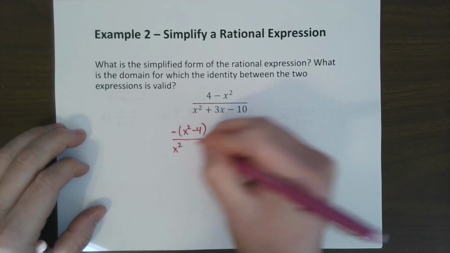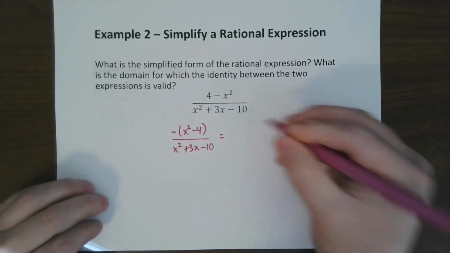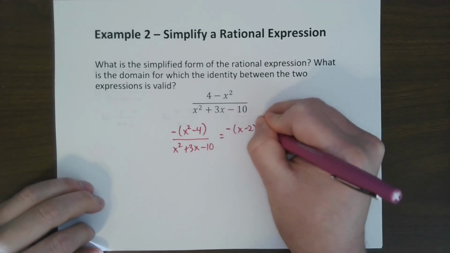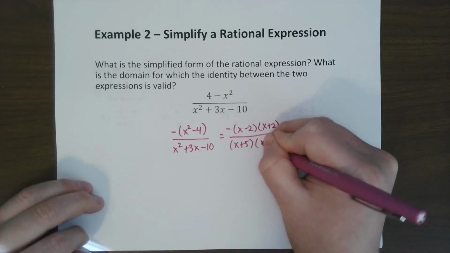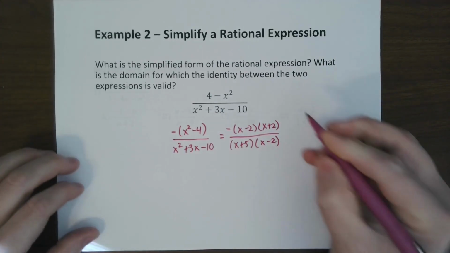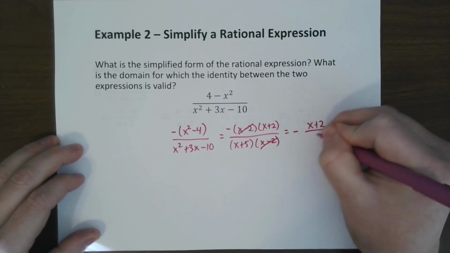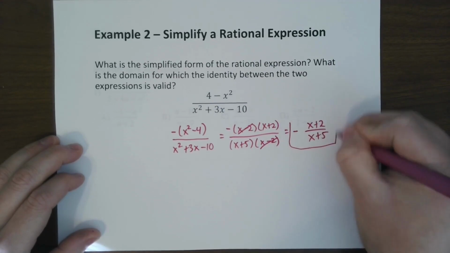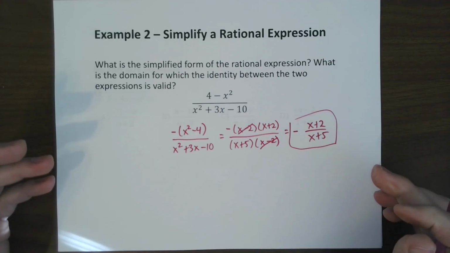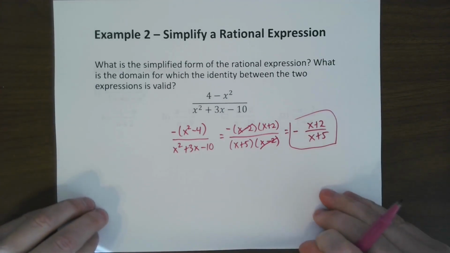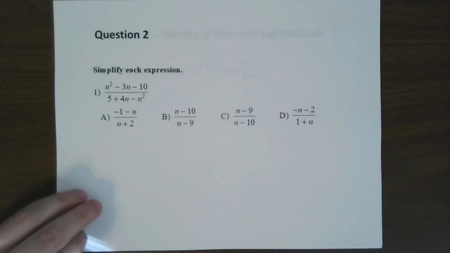And then finally, I'm going to rewrite the bottom. And now we're just going to go ahead and factor and cancel, keeping the negative. So this would be x minus 2, x plus 2. And this would be x plus 5, x minus 2. And what's the same on top and bottom? The x minus 2's. So our final answer is negative x plus 2 over x plus 5. And I like to pull the negative out in the front. Go ahead and try this problem.